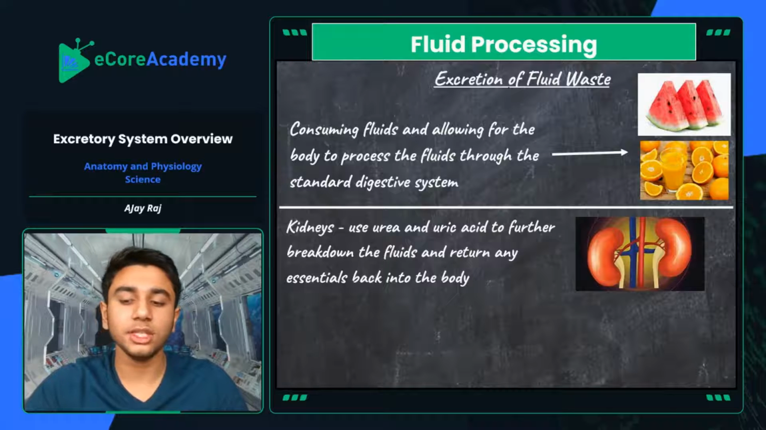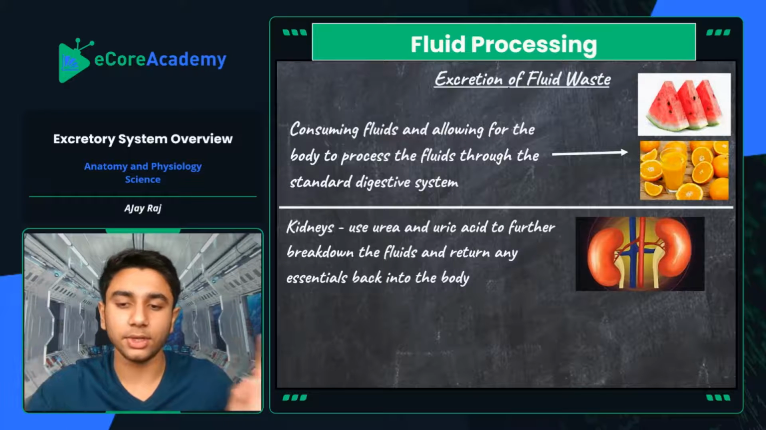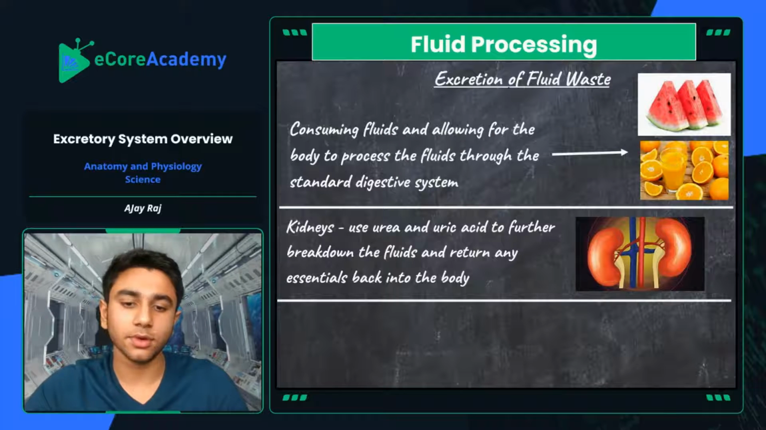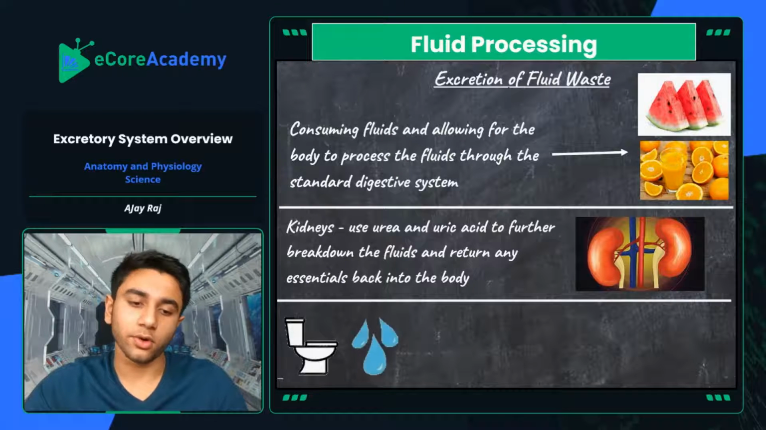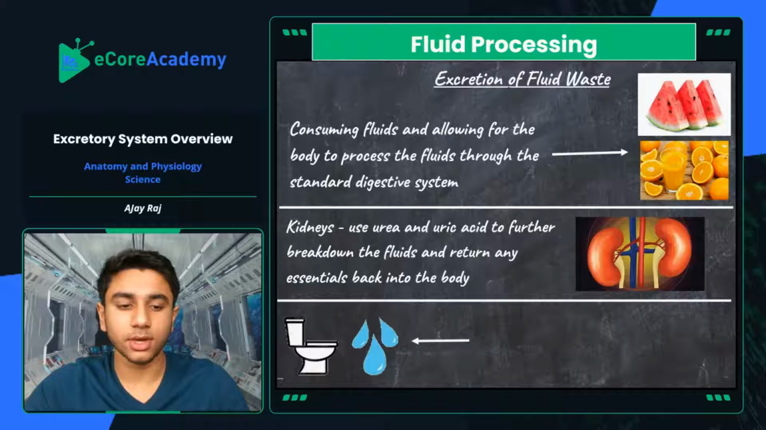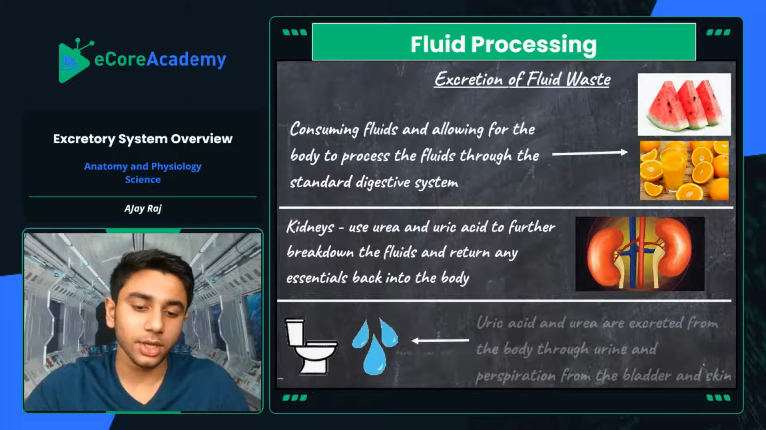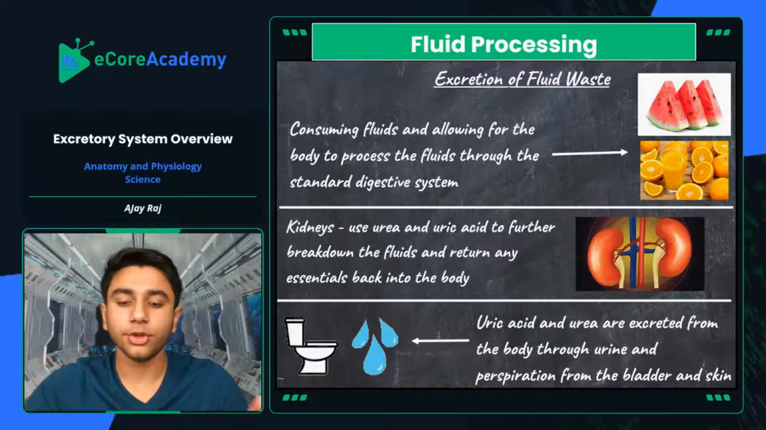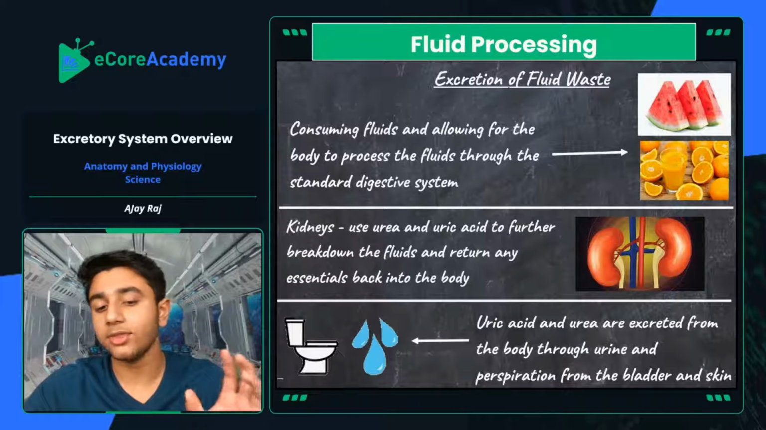So essentially, they're receiving the fluid, and they're giving back what needs to be released and separating it from the waste, just like the lungs in gaseous form. Then finally, of course, as you can see, the excretion process deliberately happens now. So you're going to utilize that uric acid and urea, and they're going to be excreted from the body through urine and perspiration from the bladder and the skin.